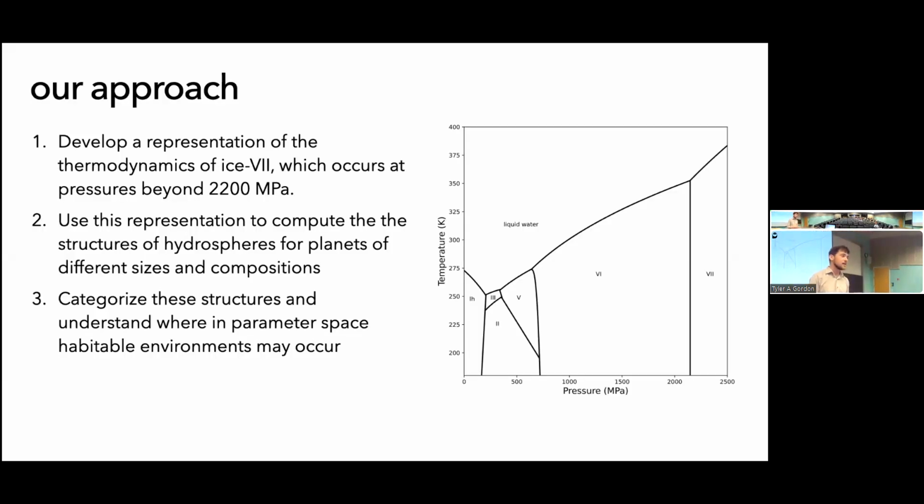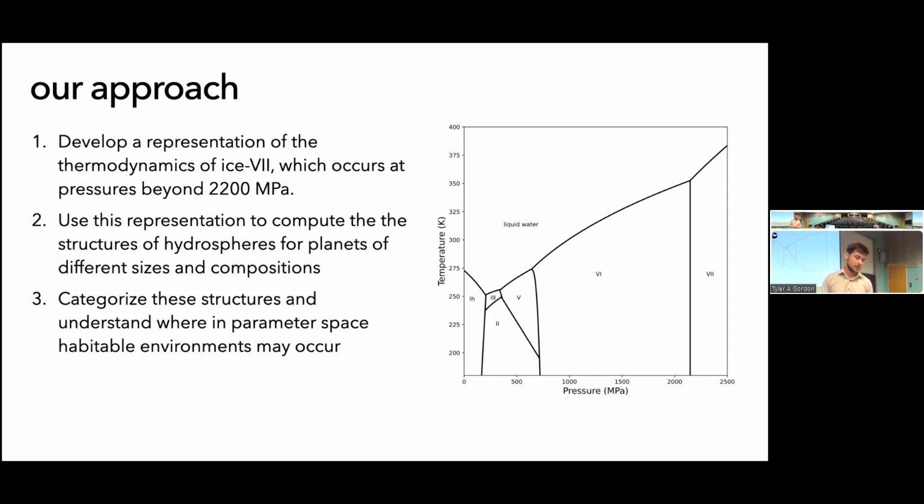And so now I'm going to outline our approach for investigating the structures of these hydrospheres. So the first thing that we did here was to develop a representation of the thermodynamics of ice 7. So there are existing representations for lower pressure ices up through ice 6. You can see on the right a phase diagram of water with pressure on the x-axis and temperature on the y-axis. So as you go to higher pressures, moving from left to right in that plot, you go through ice 6, and eventually at pressures over 2200 megapascal, you enter this ice 7 regime. So that's the one that we didn't yet have a representation for.